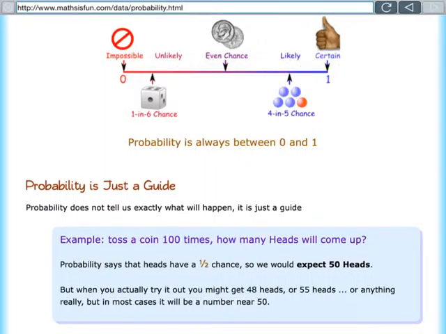Remember, though, that probability is just a guide. It does not tell us exactly what will happen. So, if you toss a coin 100 times, we've talked about this before, theoretical probability says that you have a half chance of getting heads, so you would expect 50 heads. But when you actually try it out, the experimental probability might give you 48 heads or 55 heads or anything, but most of the time it's going to be near 50.